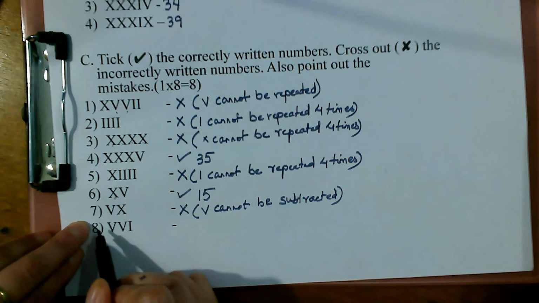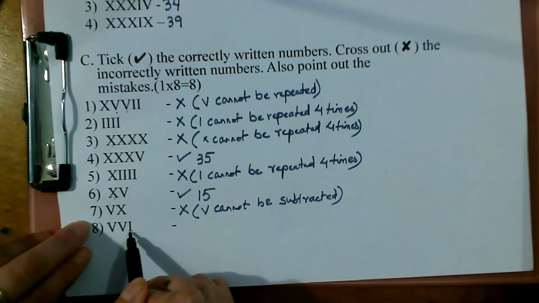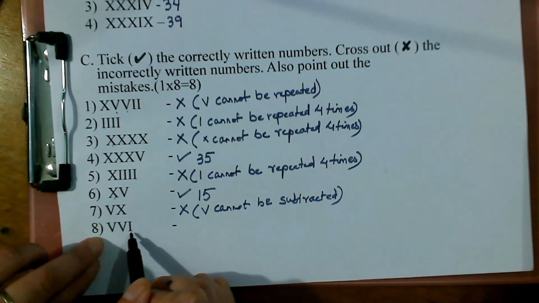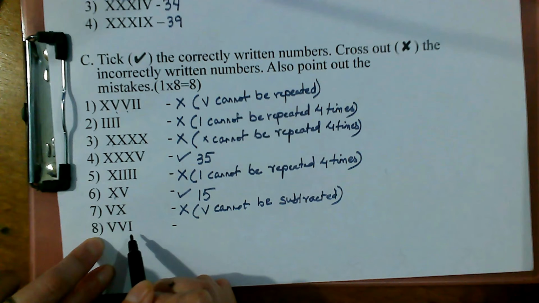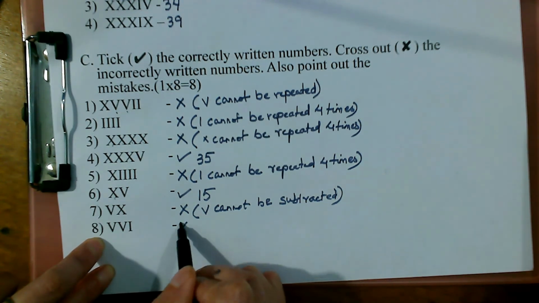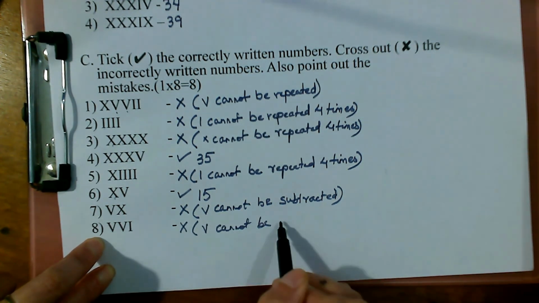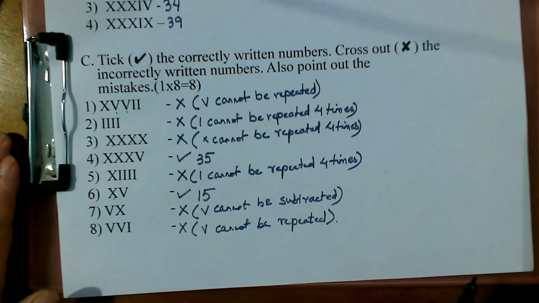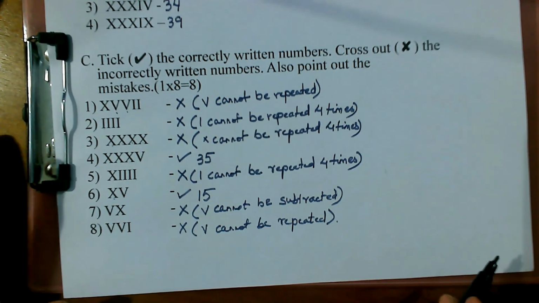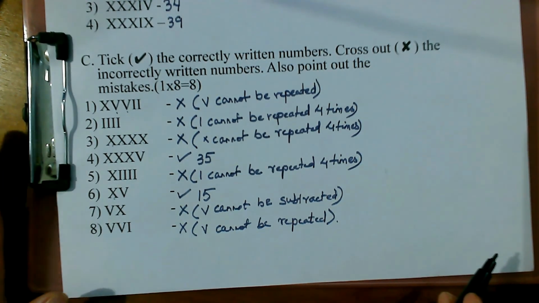And question number 8, VVI. Is this correctly written or incorrectly written? This is incorrect, so you have to cross out. Why? Because V cannot be repeated. So that's all for today, and also learn your table of 2 and 3.